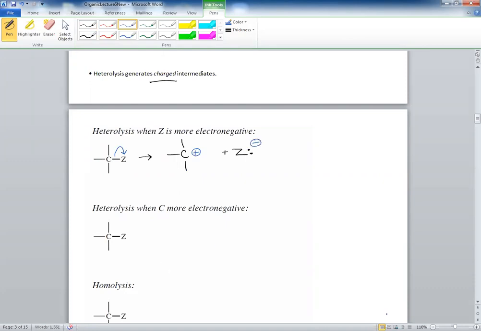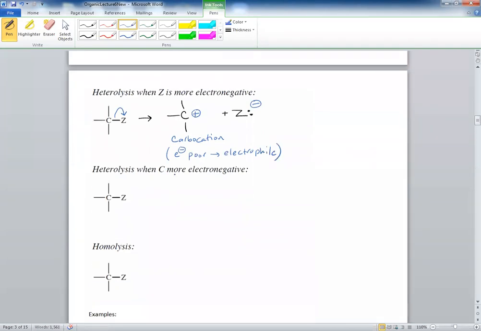Okay, there are names for this, especially we're going to focus on, of course, the carbon right here. This is a cation, so we call it a carbocation. And it's electron poor. You've seen this before in chapter 2. So electron poor means it's an electrophile. It loves electrons because it doesn't have the octet.